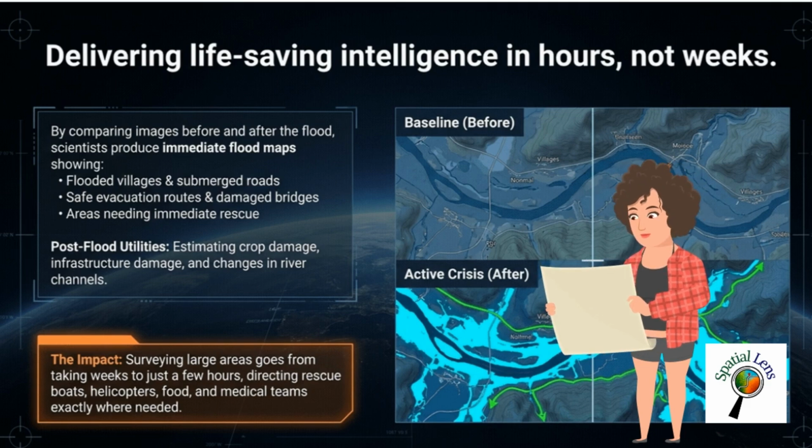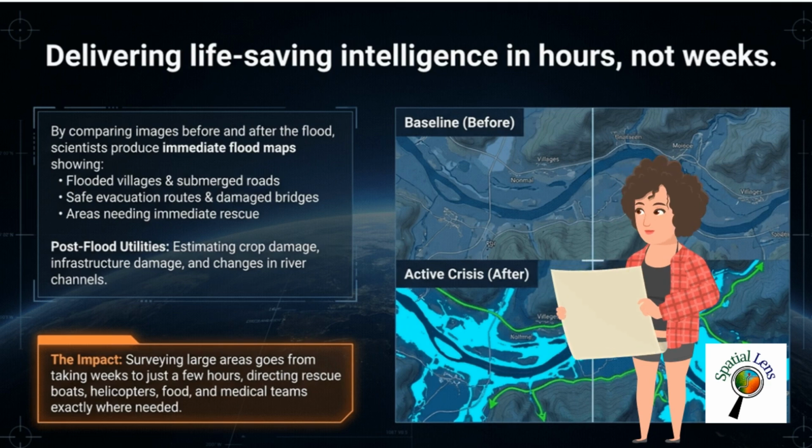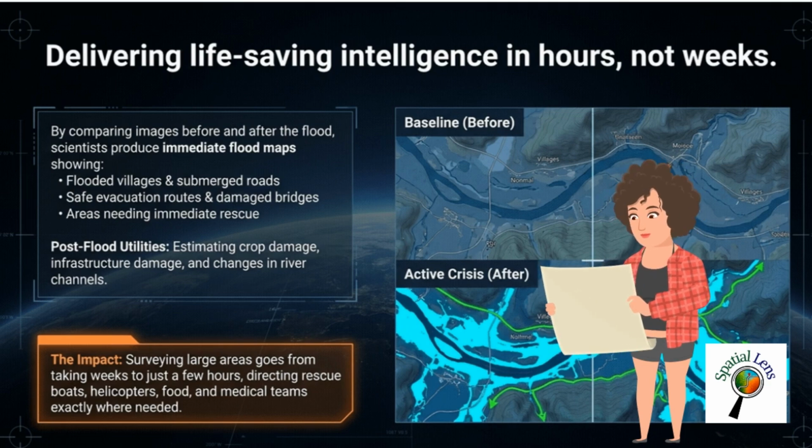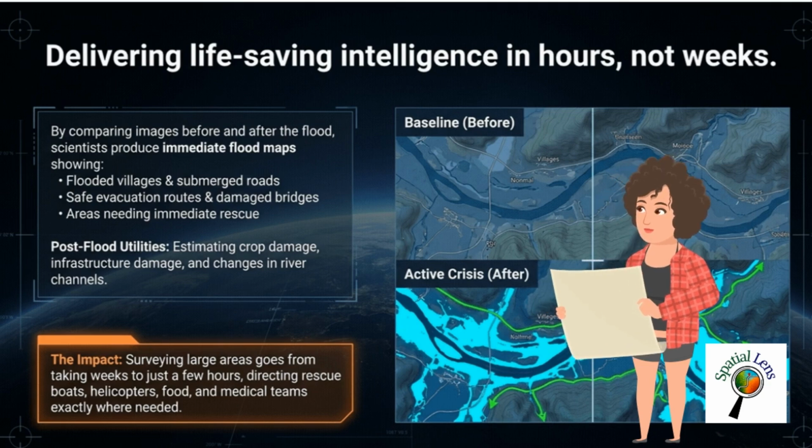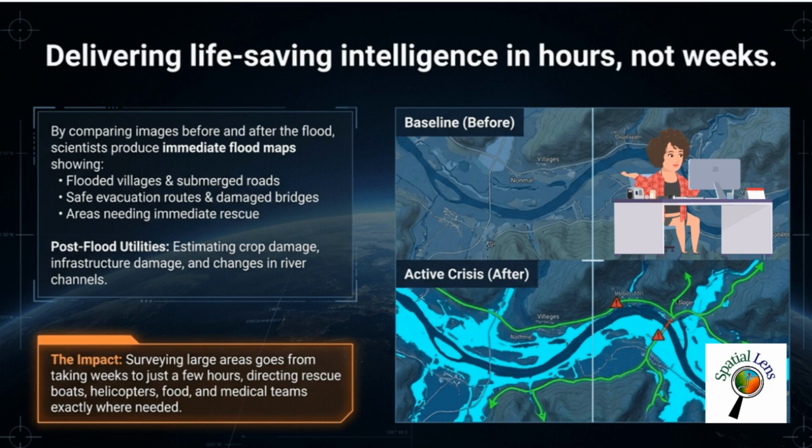After the flood ends, remote sensing continues helping by estimating crop damage, infrastructure damage, and changes in river channels. Without remote sensing, surveying such a large area would take weeks. With satellites, it can be done in just a few hours.